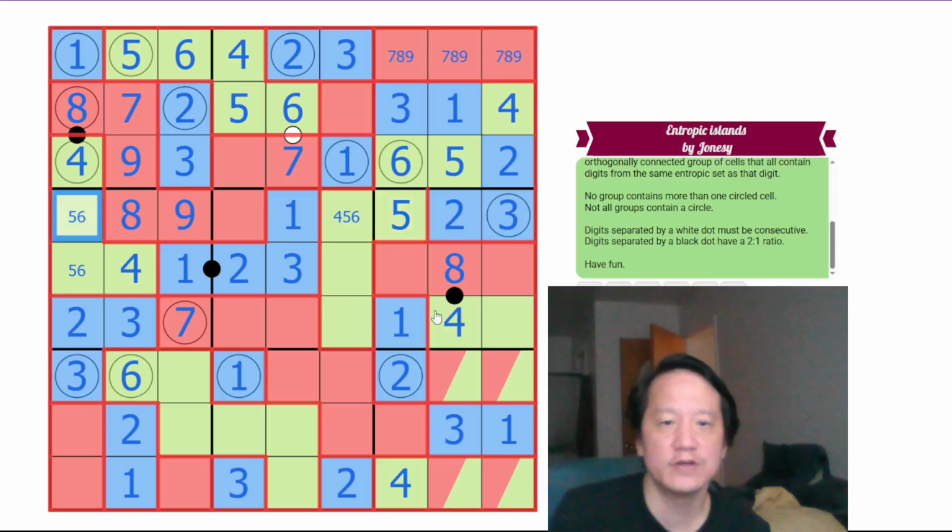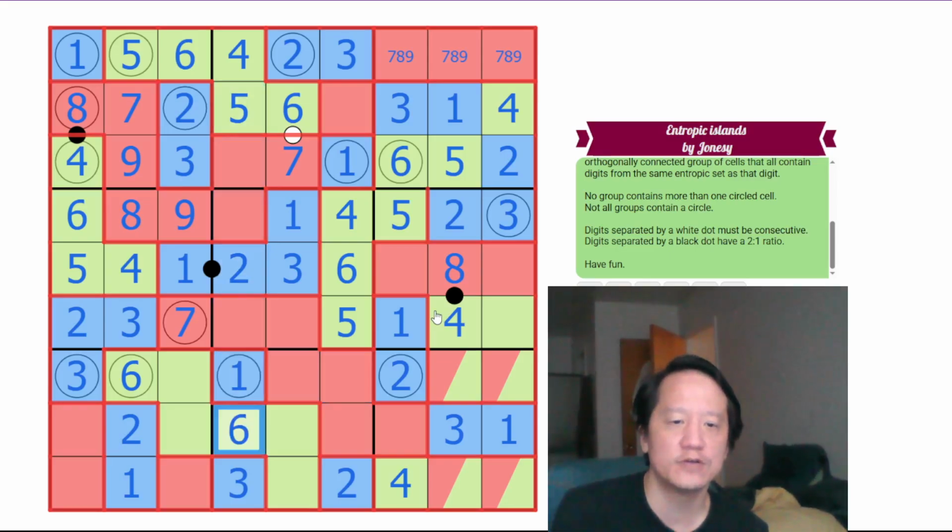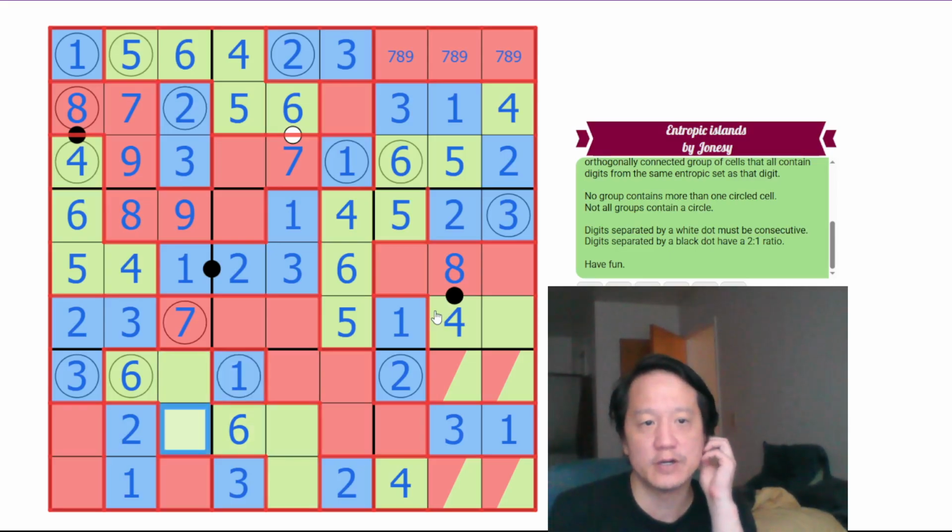5 eliminates 5 here, so it's 6 and 5. This can't be 5 or 6, it's 4. This can't be 4 or 5 because of 4 and 5 in the row. So that's 6, which makes that a 5. 4, 5 eliminate 4, 5 here, so that's 6. This must be a 4, 5 pair here. This is 4, 5 as a pair.